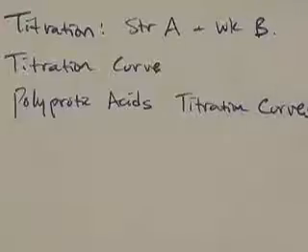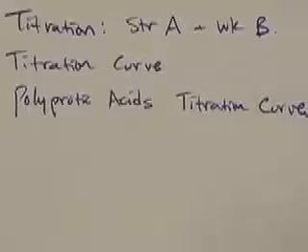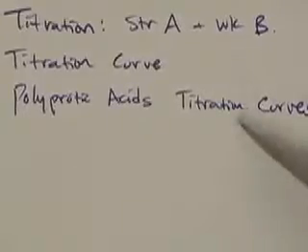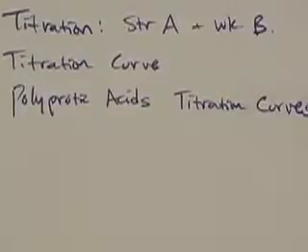In this videocast, we'll look at the titration of a strong acid with a weak base. We'll take a look at a titration curve and how they look depending on what types of acids and bases, strengths we use. And then we'll take a quick look at polyprotic acids and how their titration curves differ from other monoprotic acid titration curves.